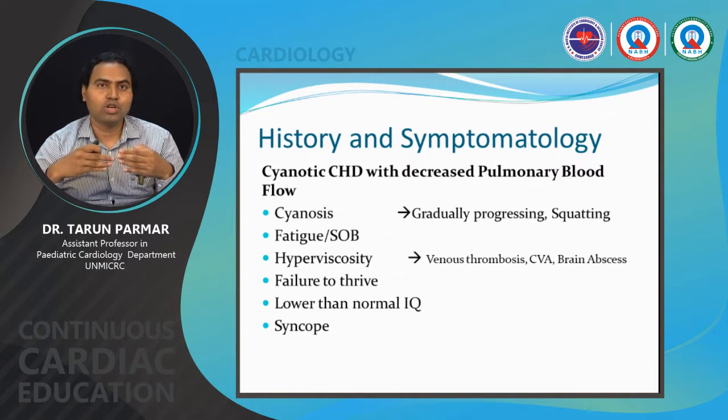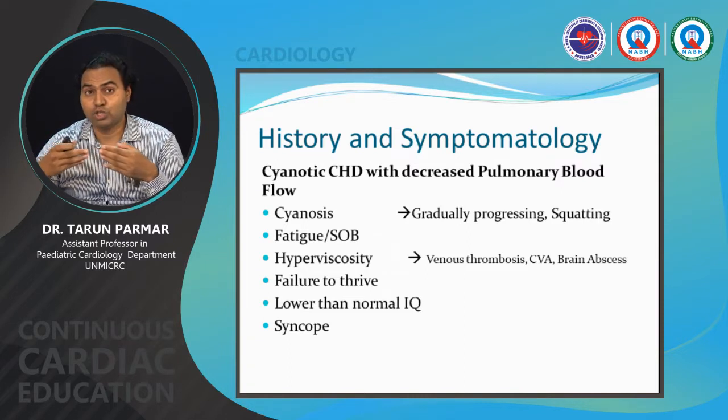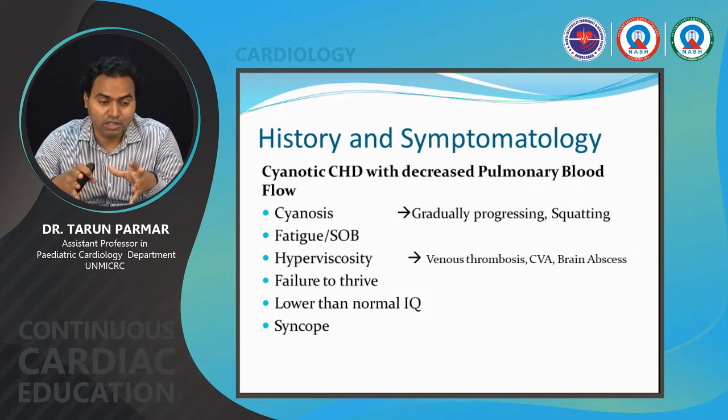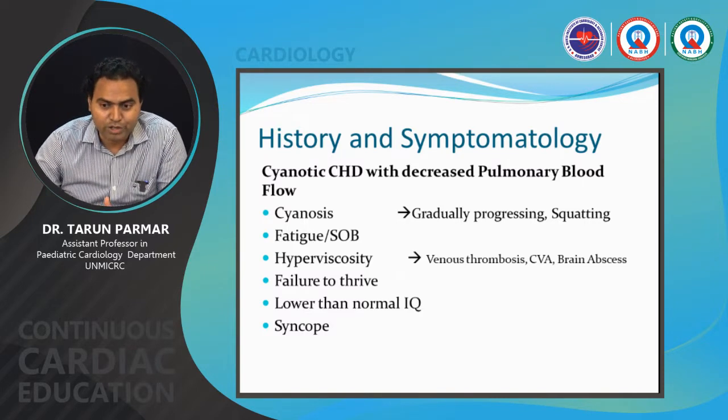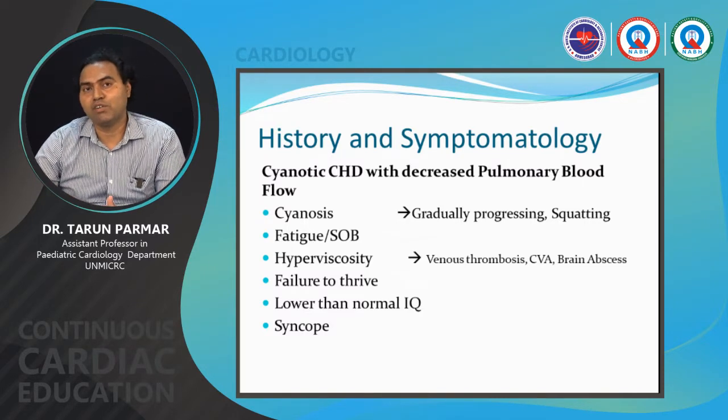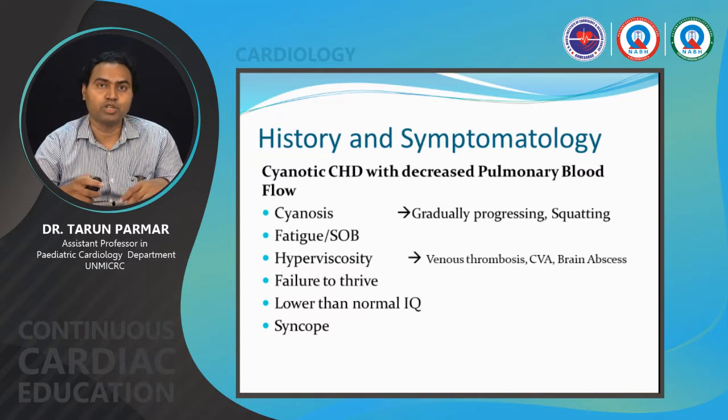This patient also has fatigue, then hyperviscosity related symptoms. Then these patients have failure to thrive. They have lower than normal IQ. That doesn't mean that the patient particularly has a lower IQ, but their scholastic development and performance is not as good as their counterparts. And you can also see improvement in these patients' scholastic performance after surgery, after you give them normal saturation, and syncope. These are the usual presentations of the patient with cyanotic CHD with decreased pulmonary blood flow.